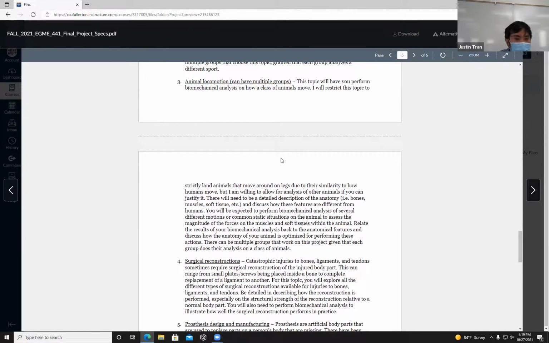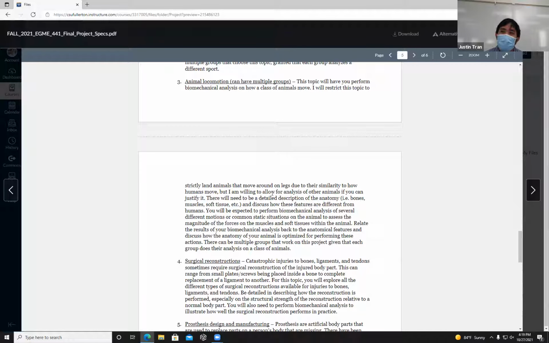All right, topic 3 is animal locomotion. This is another topic where we can have multiple groups. In this topic, I want you to choose a particular class of animals. Maybe you choose felines, maybe you choose dogs. I say here that I want to restrict this to just animals that walk on land, because that's very similar to how humans move, and we've been focusing on humans. But if you want to do a bird or a fish, then I'm open to that as well.